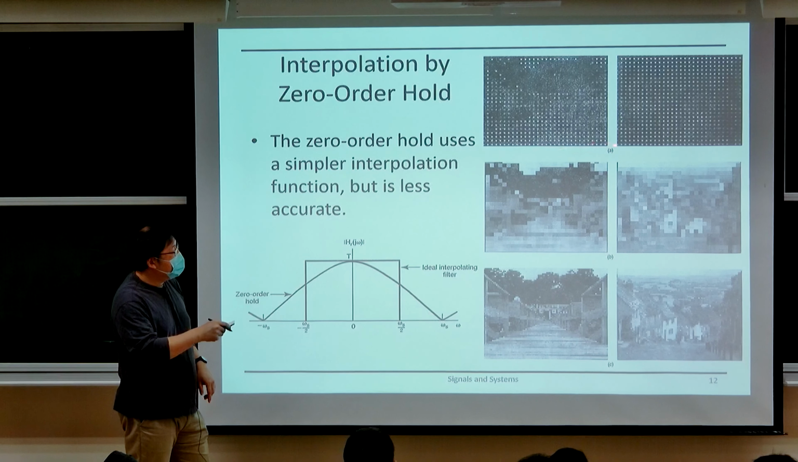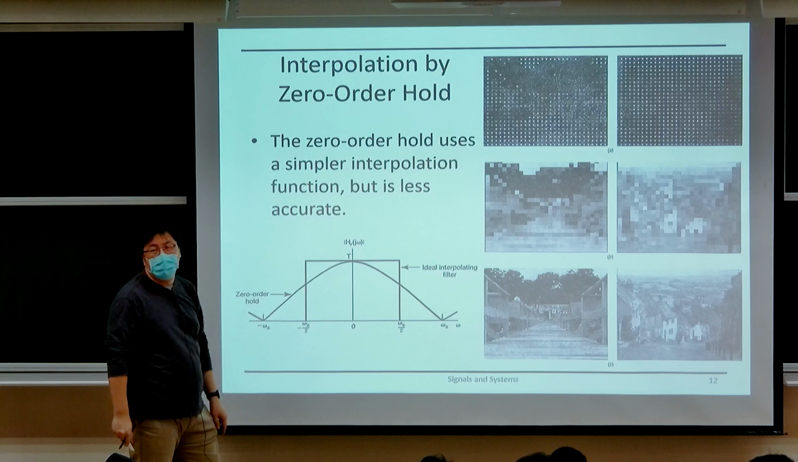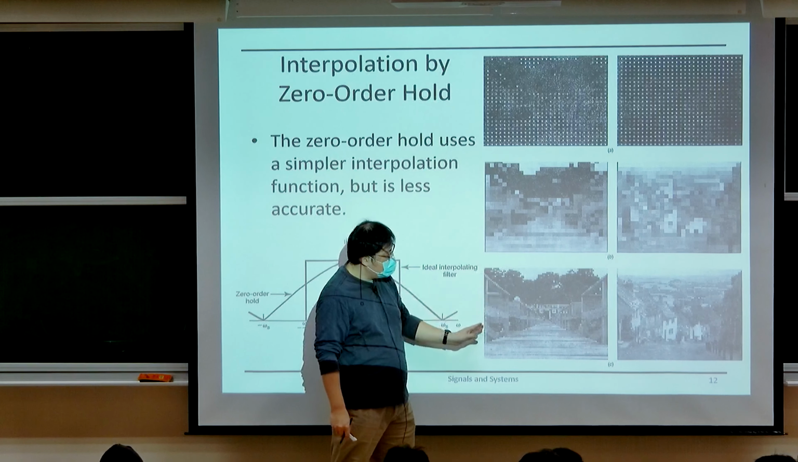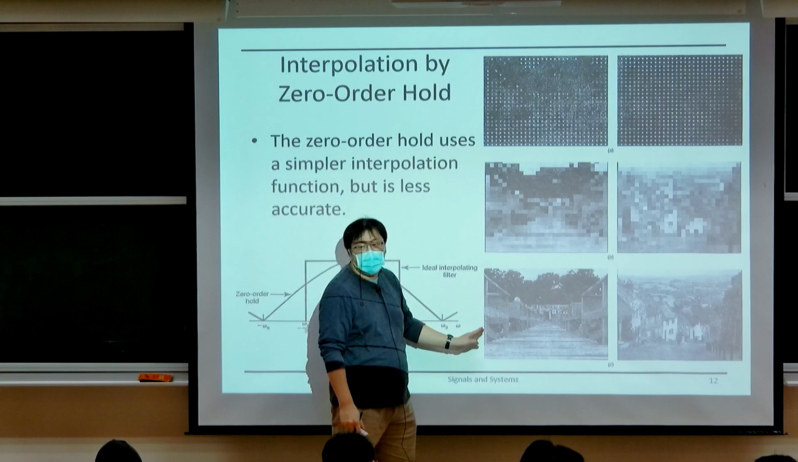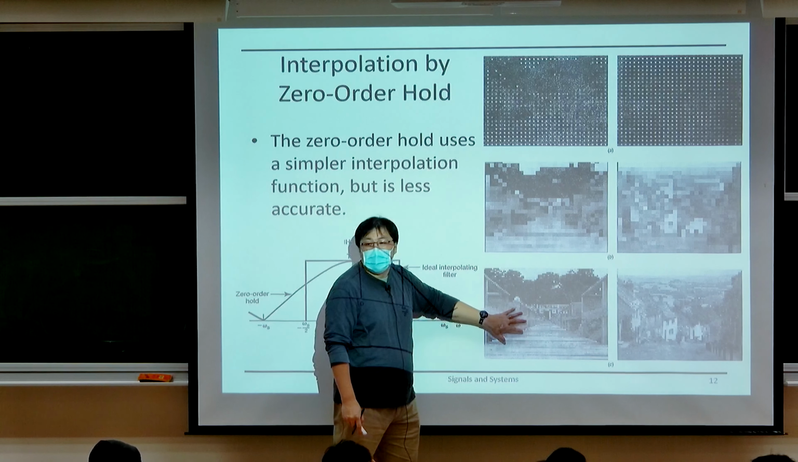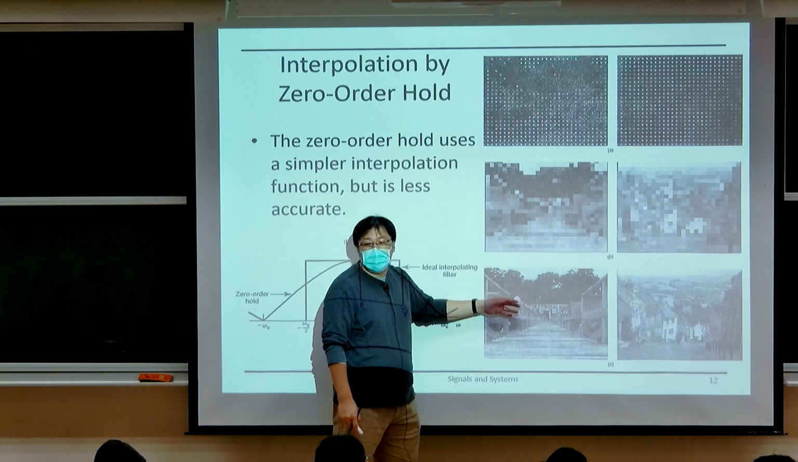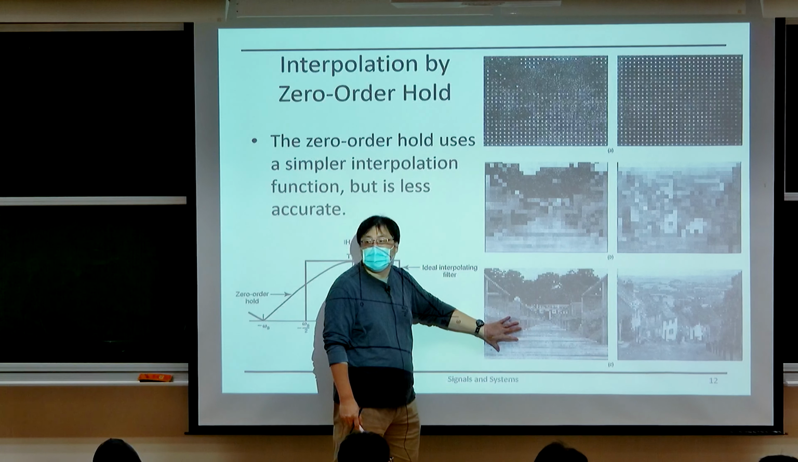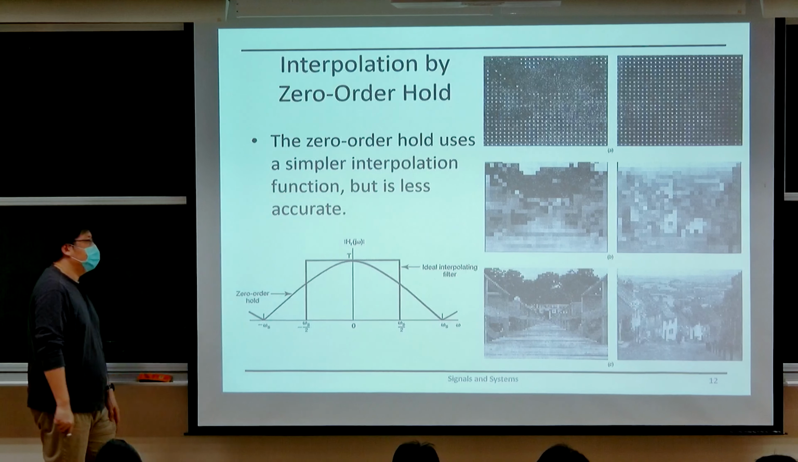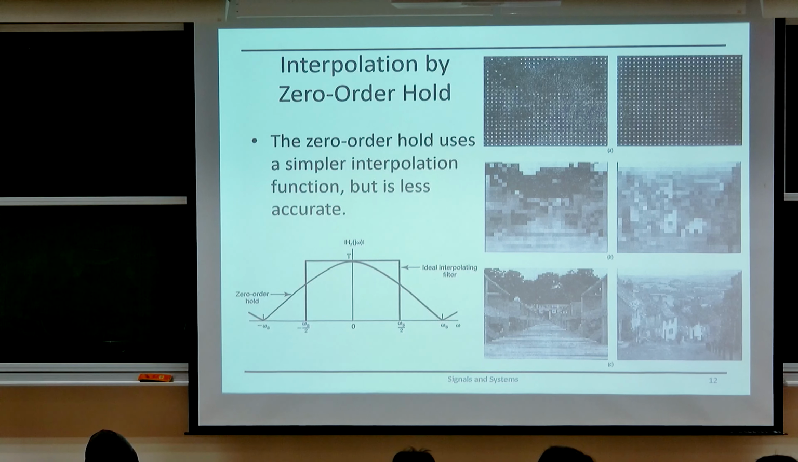Now, this is with a lower sampling rate, but if you sample faster, as in this case here, then you can see that this approximates the original image pretty well. So sampling fast enough is sometimes sufficient.